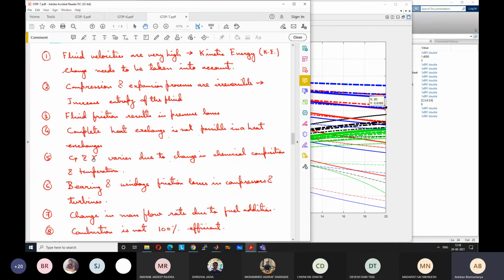Similarly, if Cp and gamma vary with the change in temperature and composition, how to take that into consideration? Mass flow rate will vary with fuel addition, how to take that into consideration? Combustion is not 100% efficient, how to take that into consideration? Pressure losses due to friction, all these things step by step we will study. Then after that we will go into jet engines. This will still take some time.